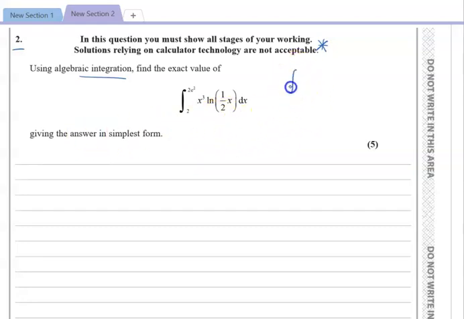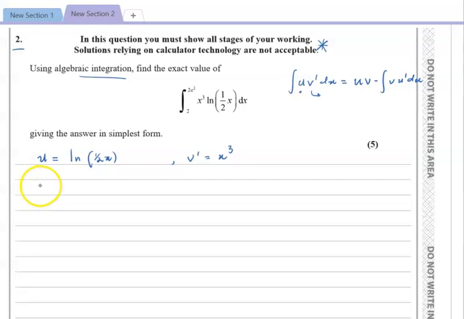Integration by parts says that if I have the integral of u times the derivative of v, the answer will be u times v minus the integral of v and the derivative of u. You always choose the u that you can get the derivative easily and the v that can be integrated. So over here, I'm going to choose my u. My u is going to be the natural log, the ln of a half x, and then my dv is going to be x cubed.